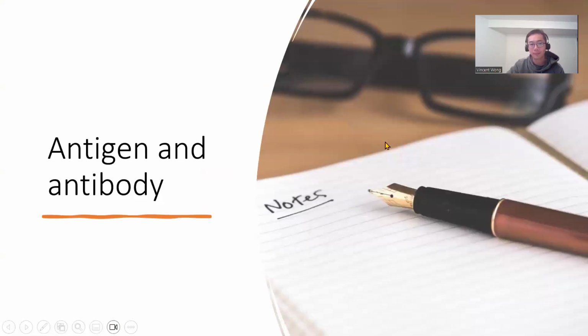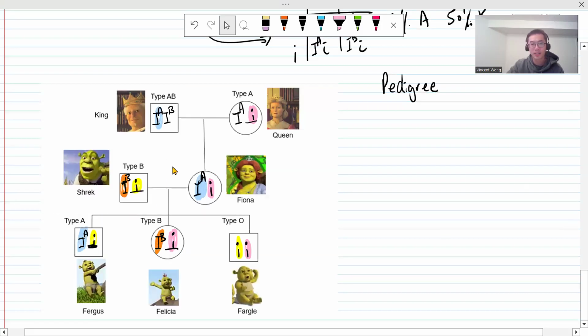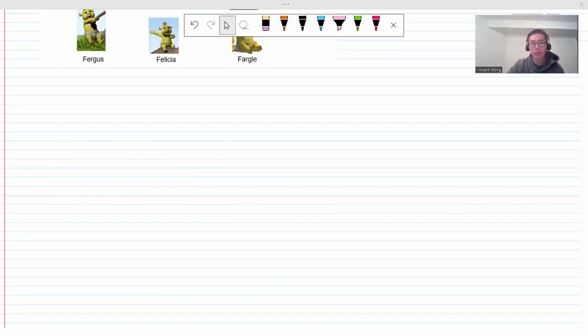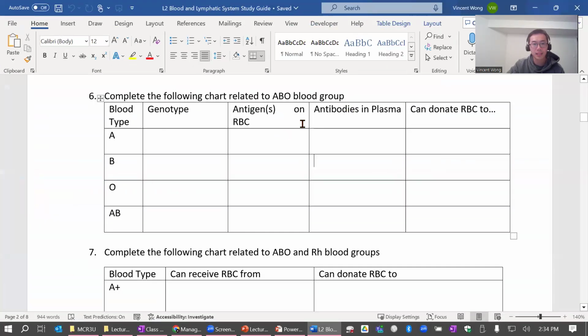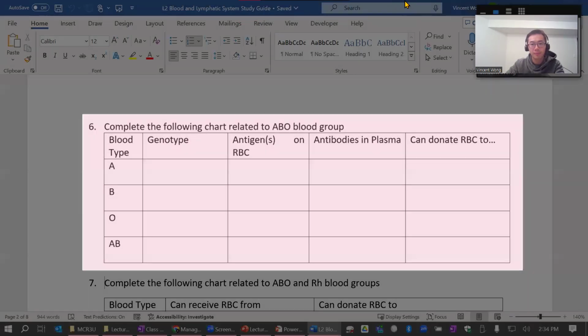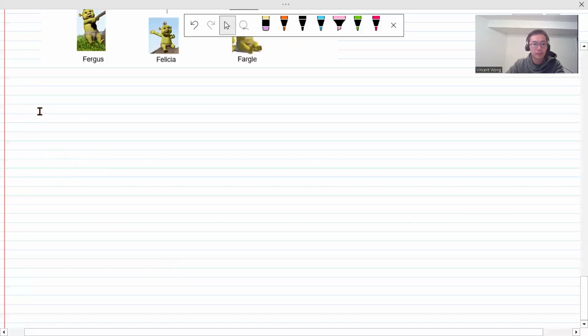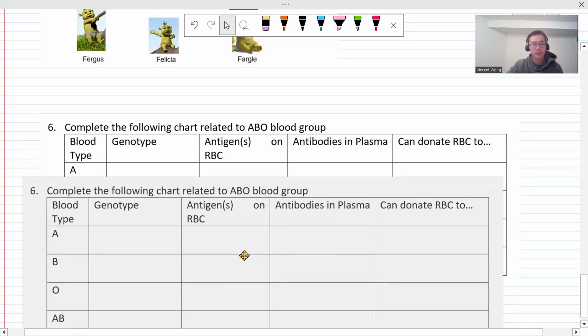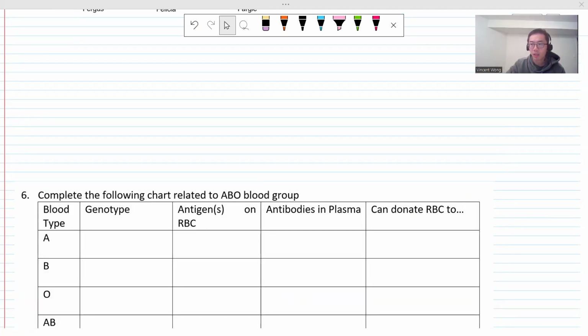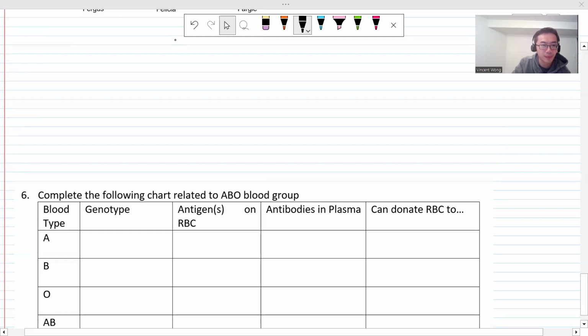Okay, moving on. Antigens and antibodies. There is a table on the study guide, second page, number 6. I'm going to copy the table over, and then we're going to fill it in. But before that, I want to clarify, reiterate, whatever you want to call it, some terms again.